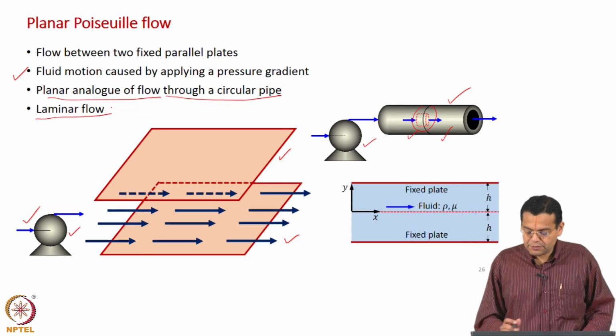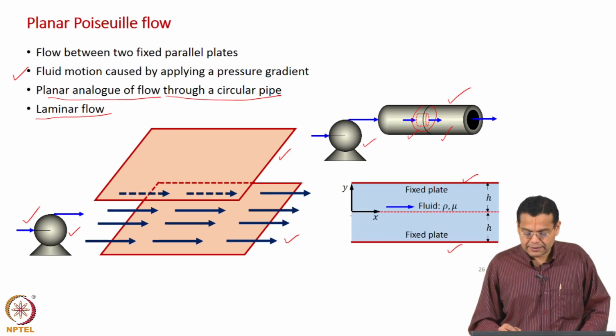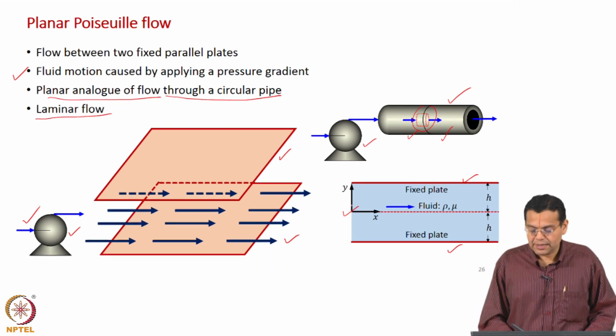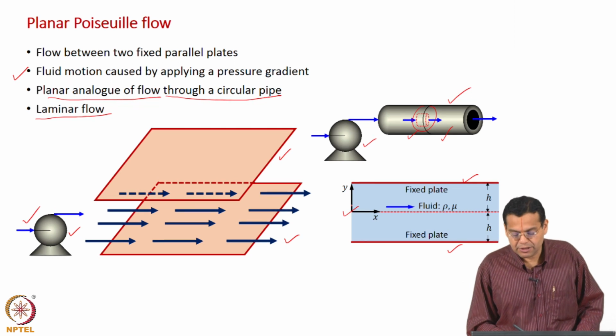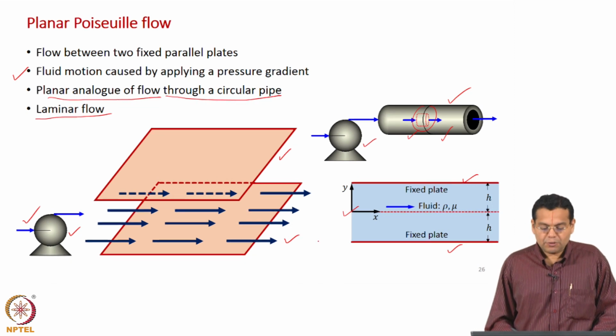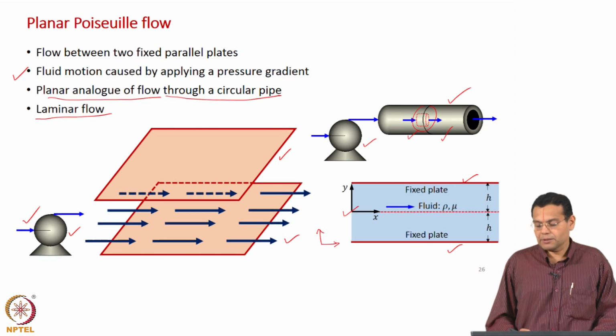Now, in terms of the geometry, the two fixed plates are shown here and the axis is shown here, and I would like to mention the reason why we have chosen the axis at the center. Y equal to 0 is at the center of the plates. The reason is that in the Couette flow example, the planar Couette flow example, our x axis was here, and then y equal to 0 was at the bottom plate.